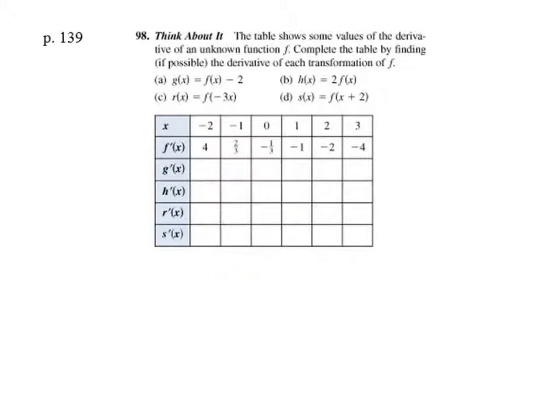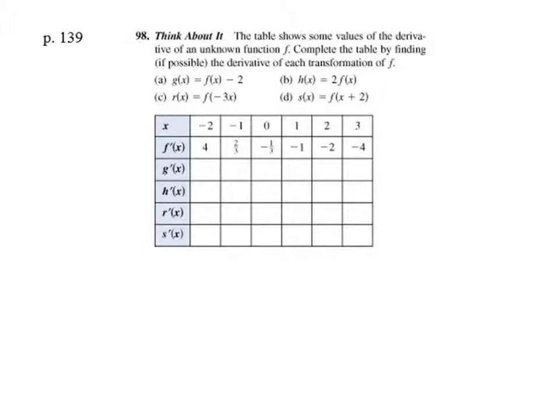You have a very similar type of exercise in number 98. I think you have letters B and C to do in 98. With letter C, it looks to me like you're going to need a chain rule in there, but not with letter B. You just have a 2 times f of x, so you know how to treat that.